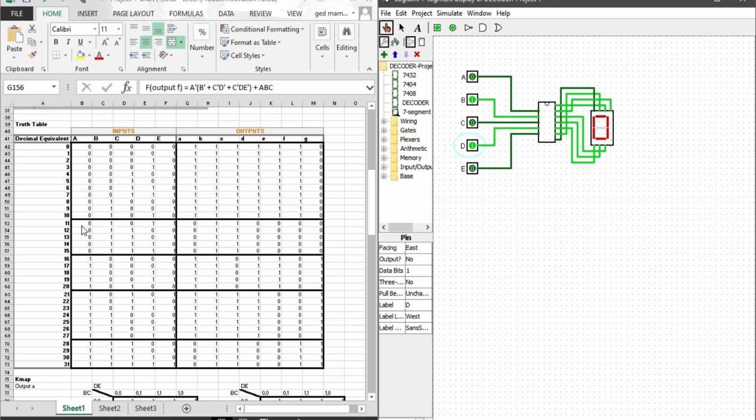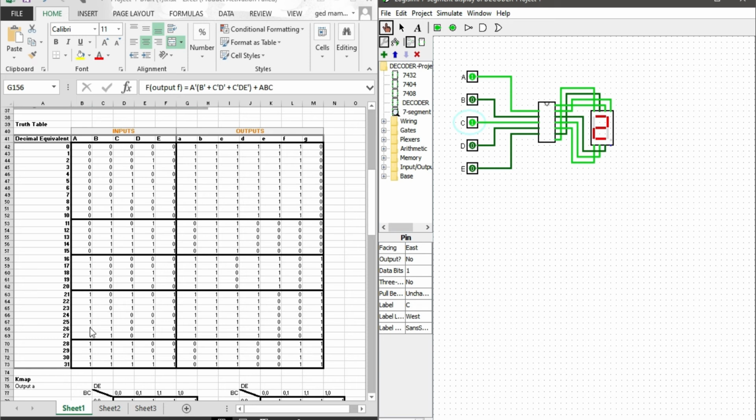For 11 to 15, the display should be 1. Let's test 01011, it's 1. And for 15, 01111 is still 1. Now from 16 to 20, the display should be 2. So let's test 1, 0, 0, 0, 0, the display is already 2. And for 20, 1, 0, 1, 0, 0, the display is 2.